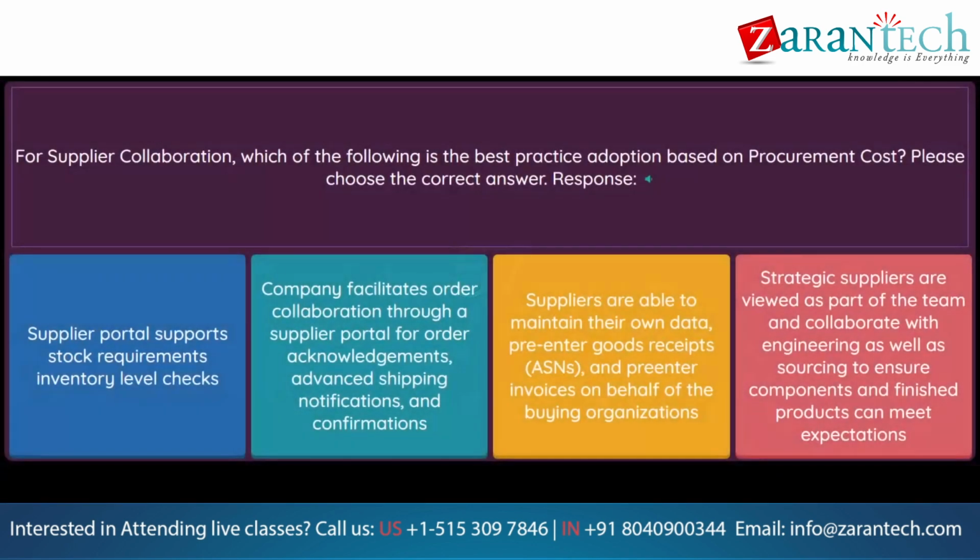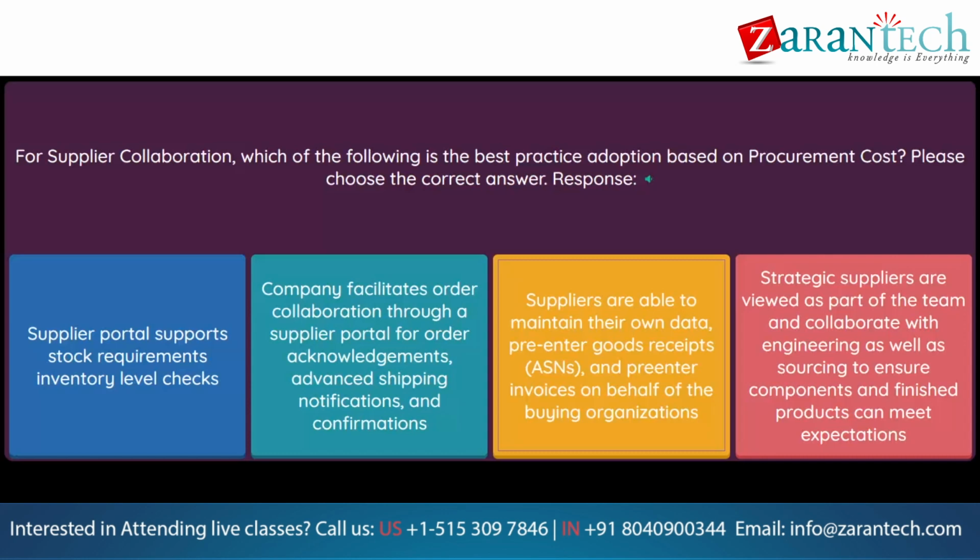Question: for supplier collaboration, which of the following is the best practice adoption based on procurement cost? Please choose the correct answer. Response: Option 1, supplier portal supports stock requirements inventory level checks. Option 2, company facilitates order collaboration through a supplier portal for order acknowledgements, advanced shipping notifications, and confirmations.